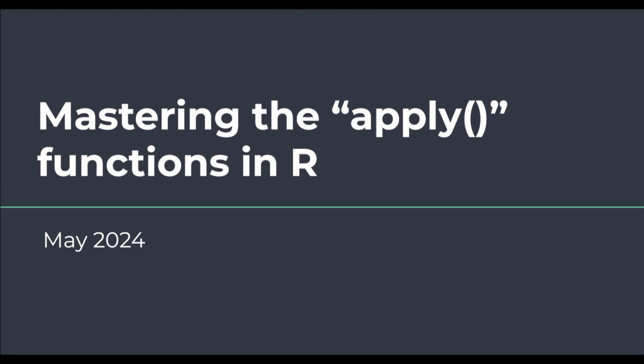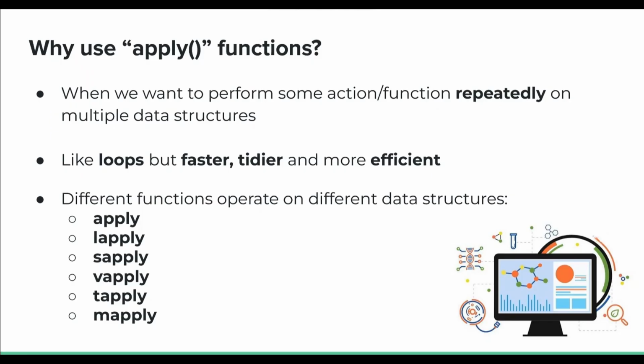In this video, we're going to look at a family of useful R functions called the apply functions. Apply functions are useful when we want to perform some action repeatedly on multiple data structures at once. Often, apply functions can achieve something similar to the for loop, but in a much faster and more efficient way, so that a simple apply function can often condense a for loop to a single line of code.